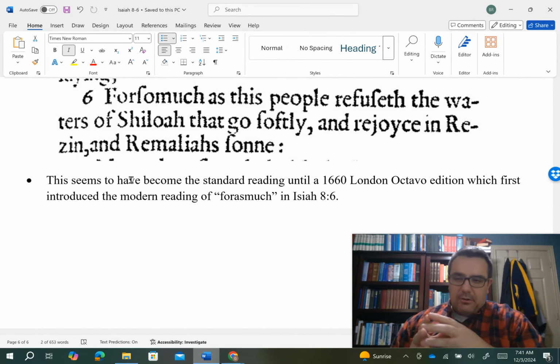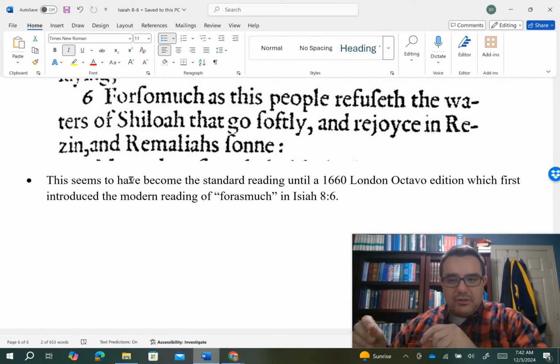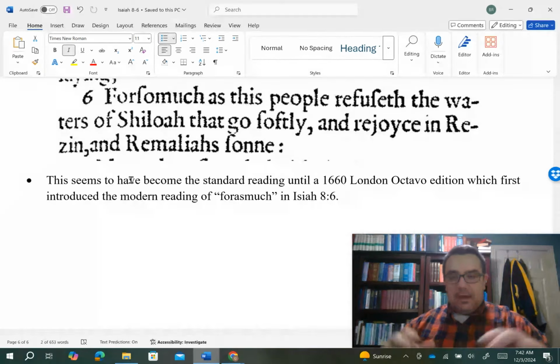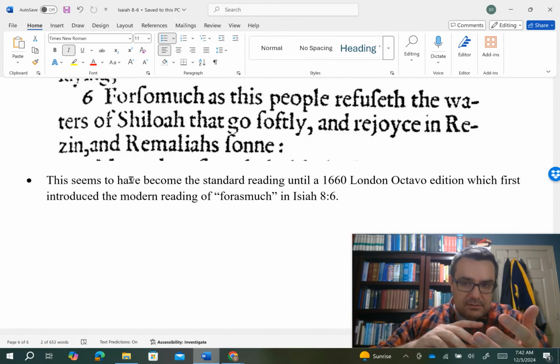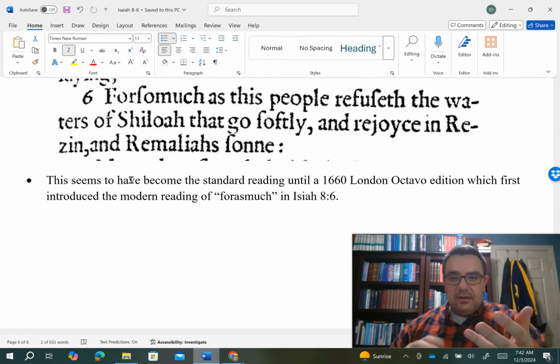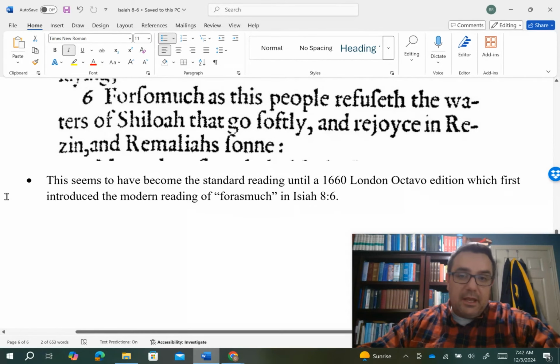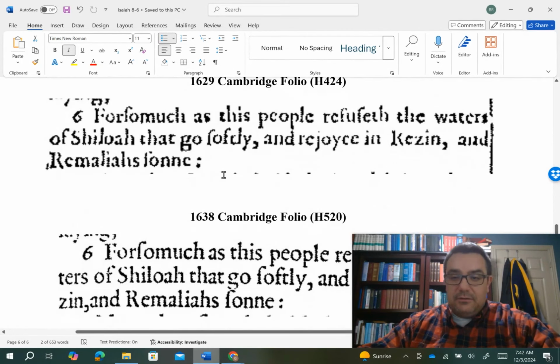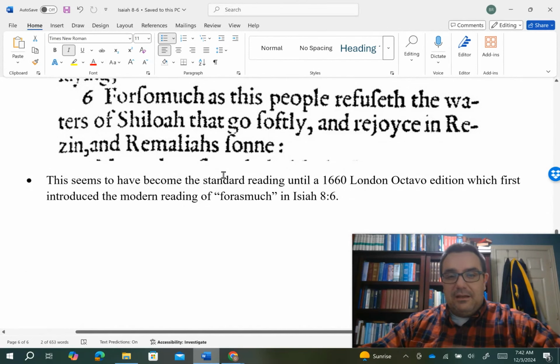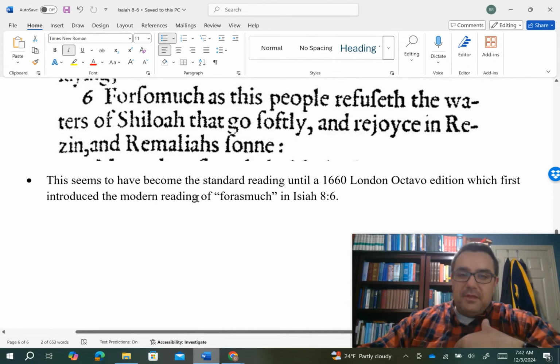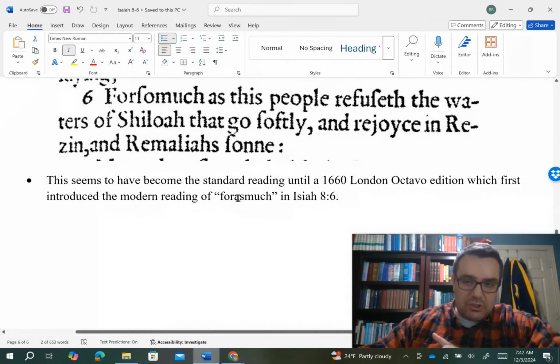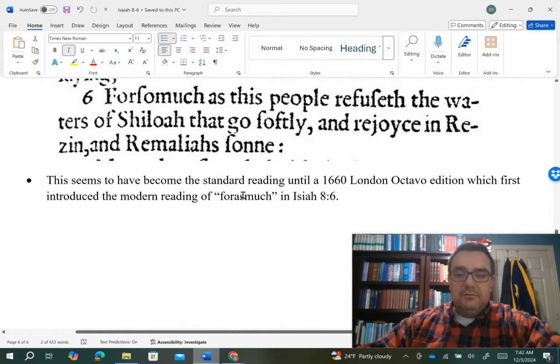So understand what's going on. Up until 1617, a form of "for so much" was the standard reading, either as three words, as in the 1611, the 1616, a bunch of the ones that I mentioned earlier in the list, until we get to 1617 with this duodecimo that takes "for so much" three words and renders it as one word, okay? And that seems to become the standard reading. Cambridge accepts that reading in 1629 and 1638, and it's not until 1660 that we can say so far that the modern form of the reading "forasmuch" instead of "forsomuch" shows up for the first time in Isaiah 8:6.